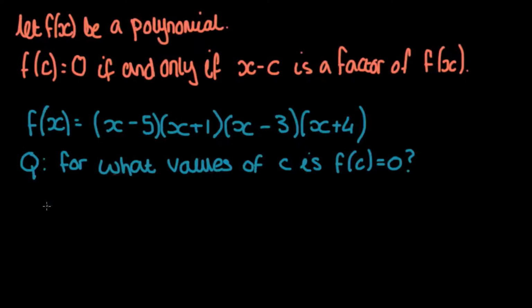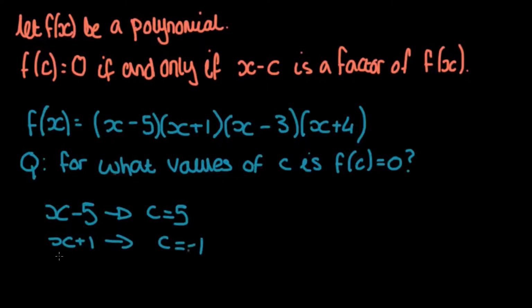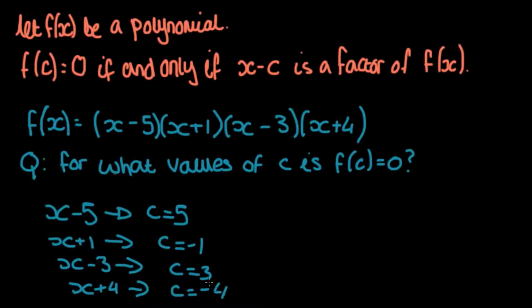So all we have to do is figure out for what values of c this holds for. So x minus 5, here we have c is equal to 5. x plus 1, here we have c is equal to minus 1. x minus 3, here we have c is equal to 3. And x plus 4, here we have c is equal to minus 4. So that's how we use the factor theorem.